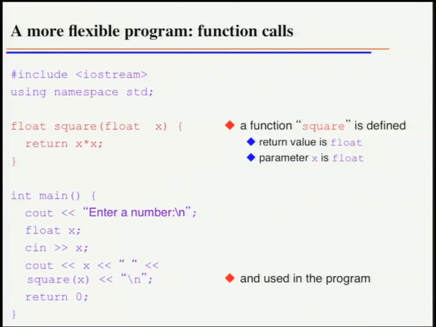So after defining this function, you can just use it like any function from the standard library. So here you ask the user for a number, read it, output the number itself, and then you call the function square with input argument x. The function is executed, replacing the value x had in here, and writes the result to the output stream.